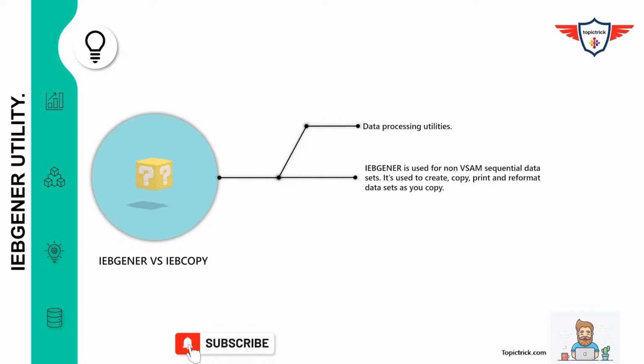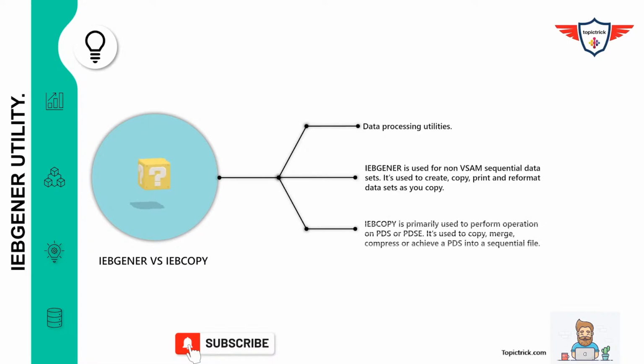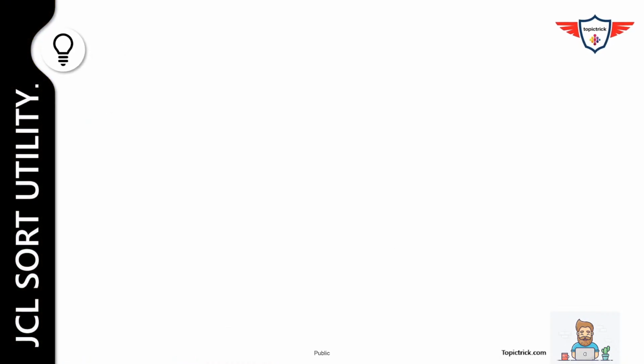It is used to copy, create, print, or reformat a dataset as you copy. On the other hand, you have IEBCOPY, which is primarily used to perform operations on a partitioned dataset or PDSE. It is used to copy, merge, compress, or archive a PDS into a sequential file.